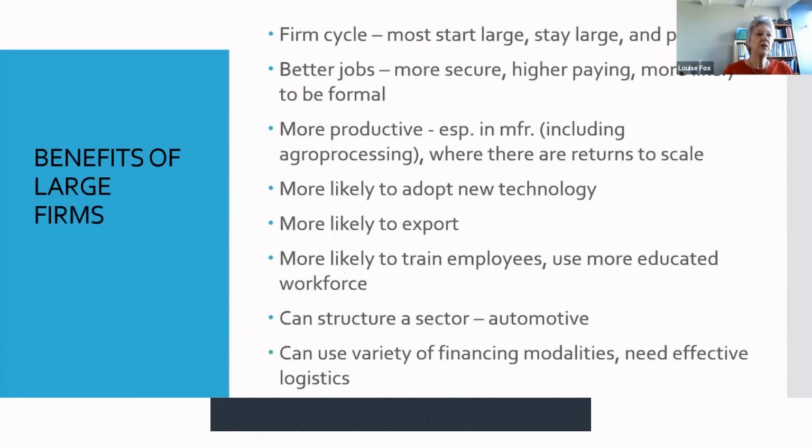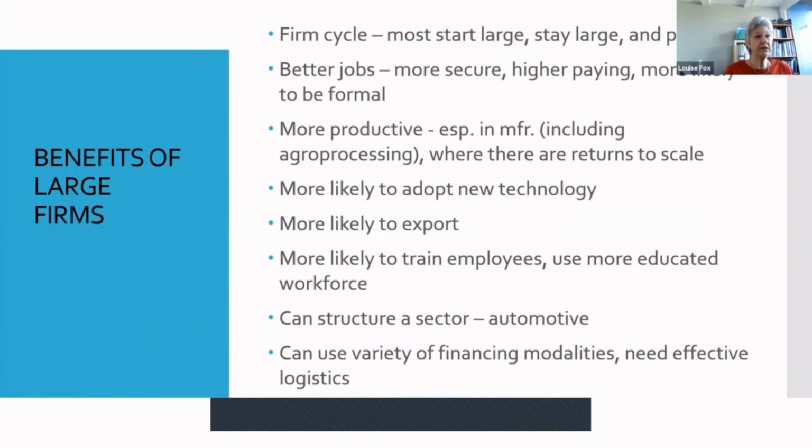Okay, so now it's really important to understand the firm cycle. Large firms start large, they stay large, and these are the ones that persist. If you look at panels of firms over time, and which ones have persisted and grown, you see that almost every developing country that has those panels, it's the large firms that have persisted. They provide better jobs, more secure jobs, higher paying jobs. The premium for working for a large firm can be 15 to 25% over education.